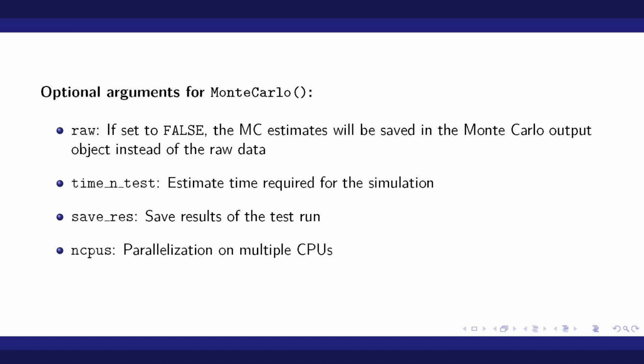With saveRes equals true, we can save the results of this test run I just mentioned. For big problems, it could be useful to have a look at preliminary results and stop the main simulation if something doesn't work correctly in the code. If we set n_cpus to an integer higher than 1, then the simulation is conducted on multiple CPUs if possible. This can speed up big problems.